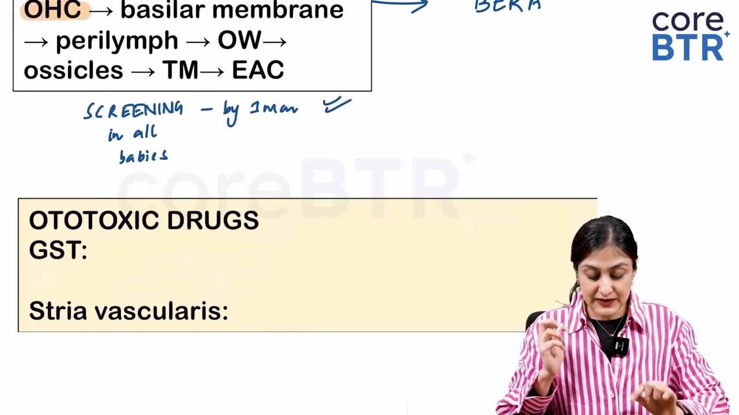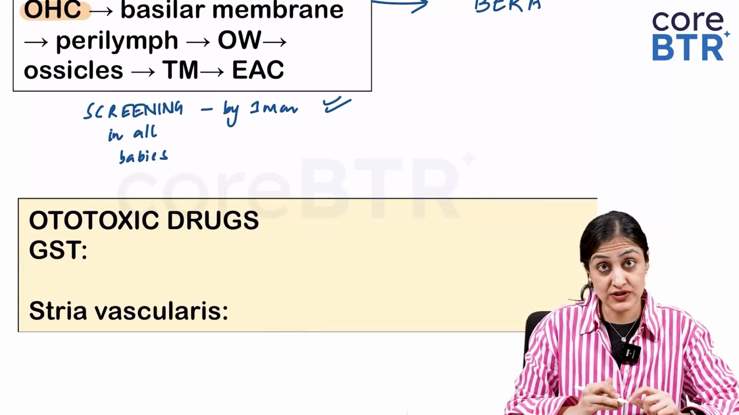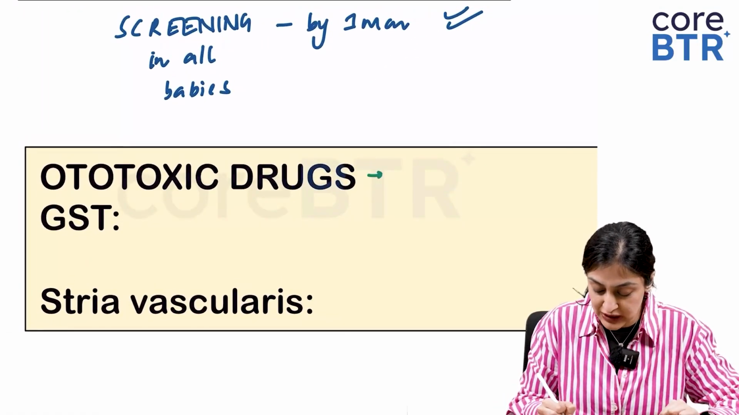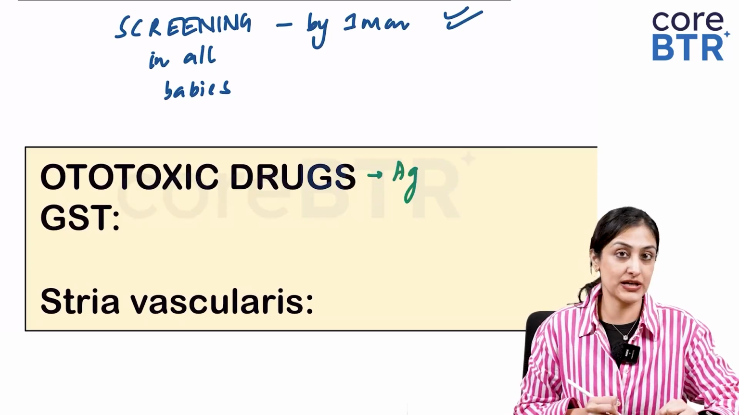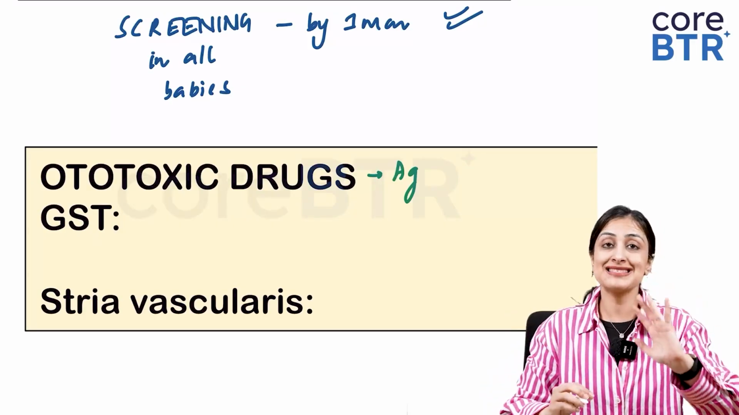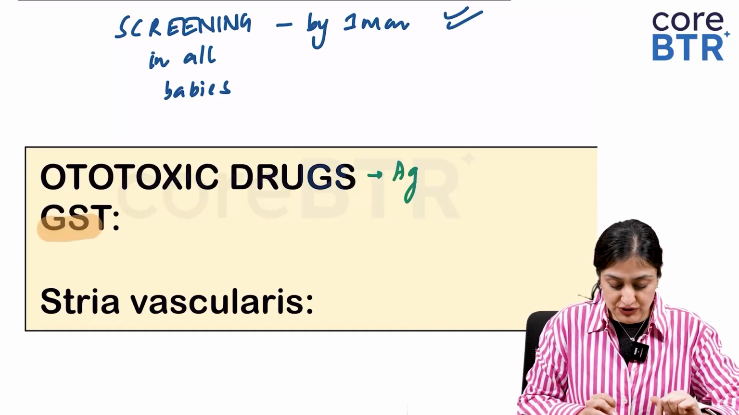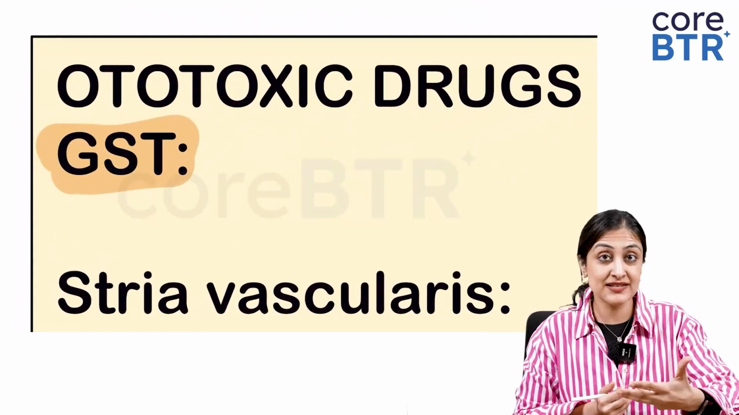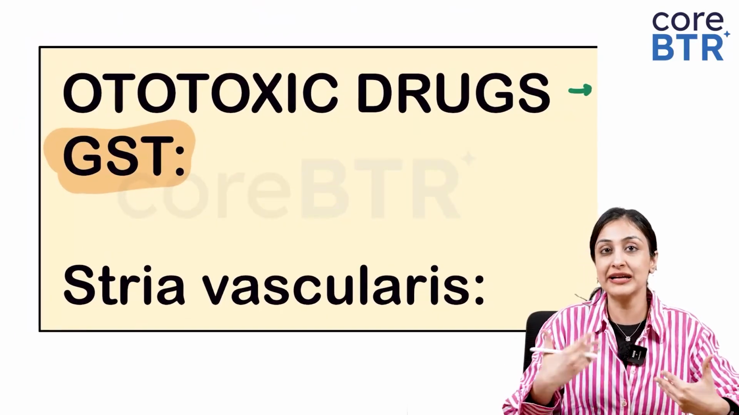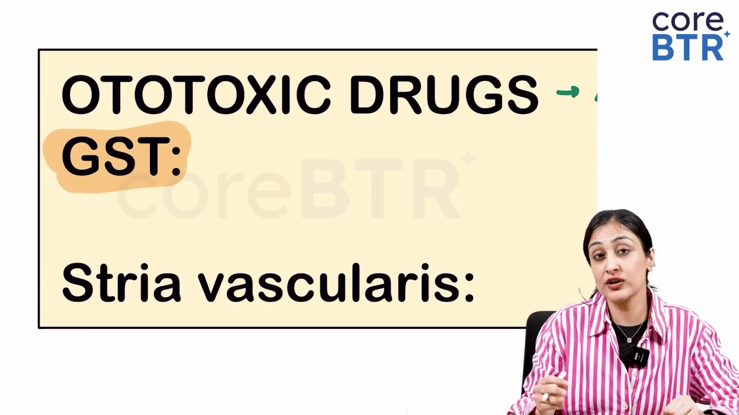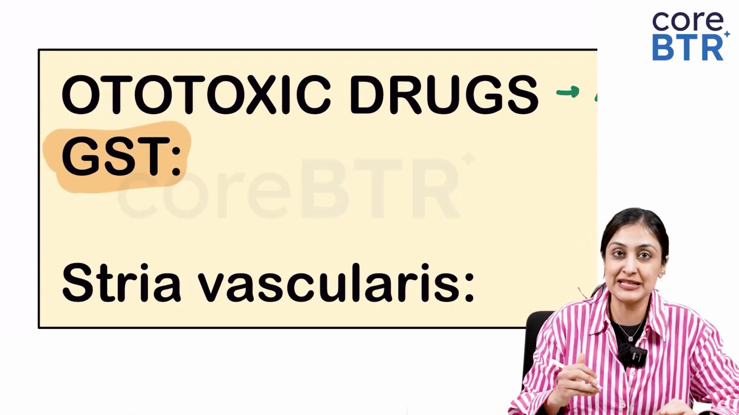Few more miscellaneous points about what ototoxic drugs will do. Alright, so ototoxic drugs, remember, first of all, let's talk about aminoglycosides. All aminoglycosides will attack the cochlea except GST. So what is GST? You will pay this GST tax now as you keep earning more and more. You'll have to pay 18% GST. On a lot of goods also you pay 18% GST.